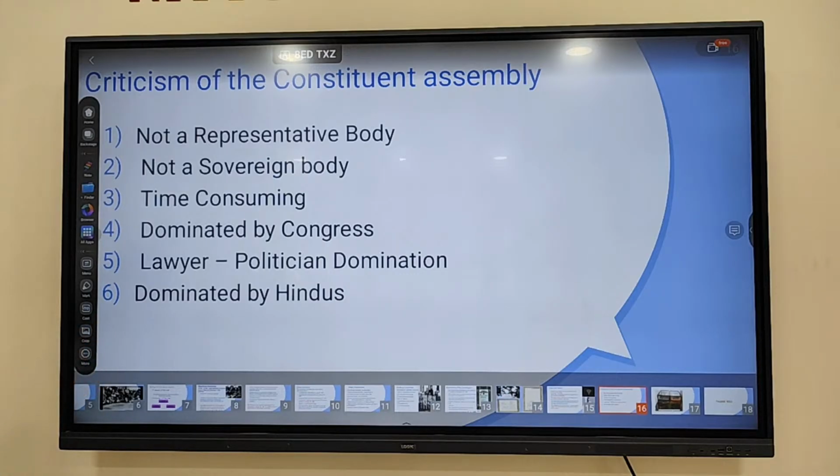Next, dominated by Hindus. There was a criticism that there is a lesser representation for the Muslim community, lesser representation for the other religious communities. That is why they used to criticize the Hindus. Understood? These are the criticisms for the Constituent Assembly. If they ask this question, you should explain, you should write this down.